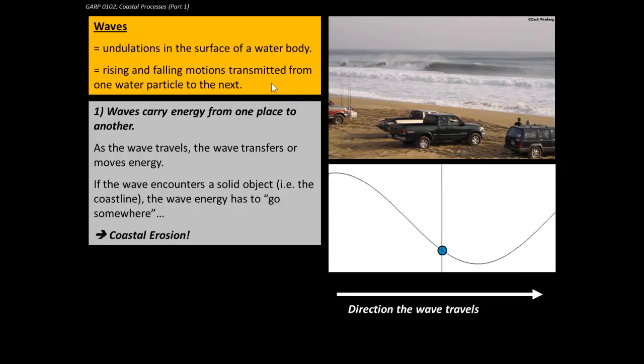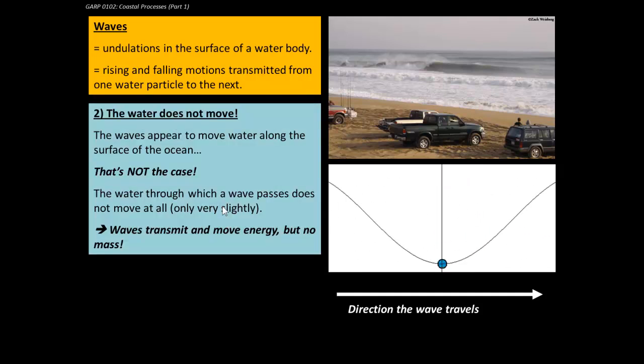And as the wave travels, the wave transfers energy from one water molecule to another water molecule. Once the wave encounters something solid, for example, the coastline, the energy has to go somewhere. We can't destroy energy, we only can convert energy, right? And that gives us coastal erosion, right? So, wave carries energy.